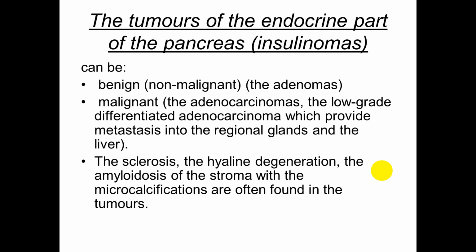Tumors of the endocrine part of the pancreas, or by another name insulinomas, can be benign, non-malignant adenomas, and malignant, or adenocarcinoma, the low-grade differentiated adenocarcinoma which provides metastasis into the regional glands and the liver. The sclerosis, the hyaline degeneration, the amyloidosis of the stroma with microcalcifications are often found in the tumors.